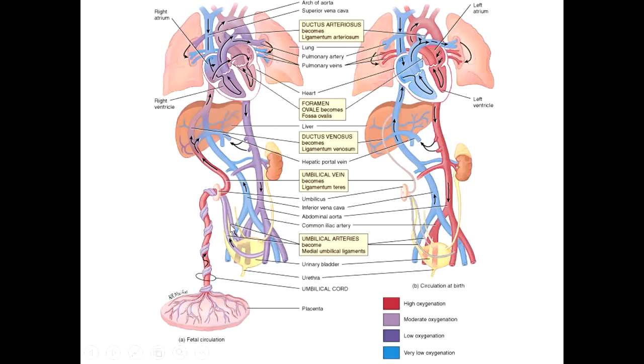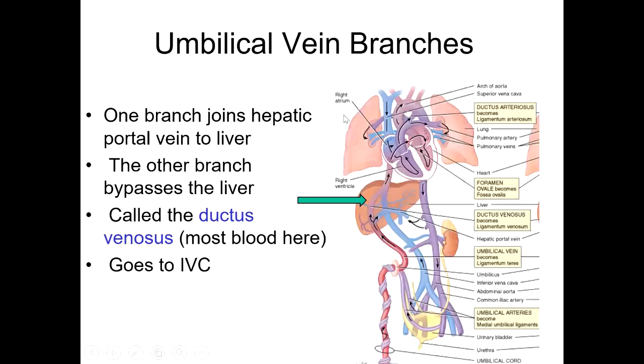As well as down here, some of the arteries become the ligaments of the bladder. And then of course that umbilical vein we talked about becomes this ligamentum teres. So the umbilical vein branches. One branch joins the hepatic portal vein to the liver. The other bypasses the liver to give blood as quickly as it can to areas of the body. It's called the ductus venosus. Here's the umbilical artery up this direction, and that is going to become a ligament in the adult.